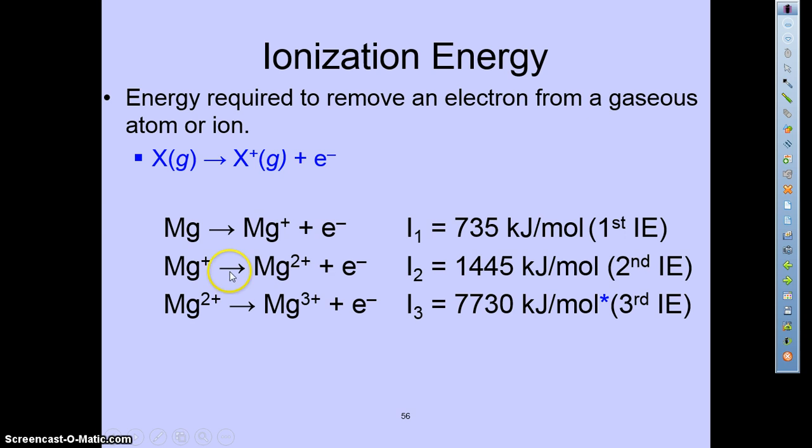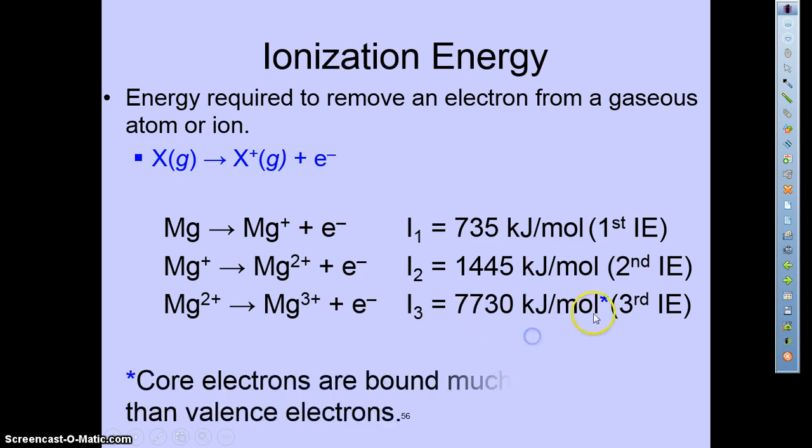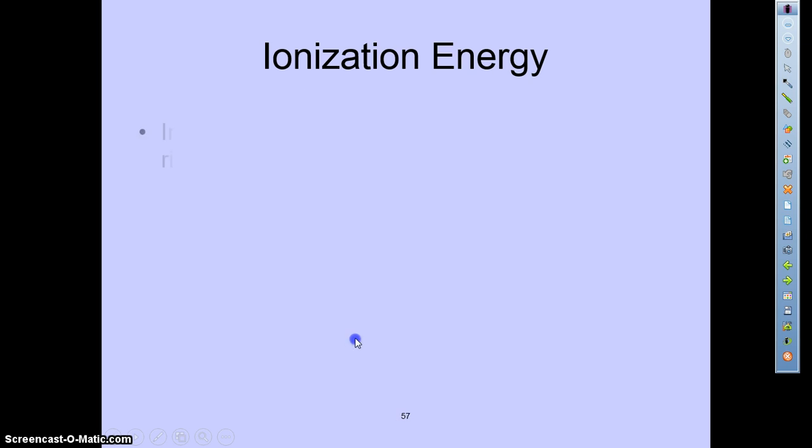Well, let's look at what happens when we take that magnesium plus 2 ion and try to take a third electron away from it. It goes up to 7,730 kilojoules per mole, and it has this little asterisk here. The core electrons are bound much more tightly than the valence electrons, and this is getting into a core electron here with the magnesium atom. So magnesium has 2 electrons in its outer shell. It's easier to take those 2 electrons away than to take the inner core electrons away. So the ionization energy for the third one goes up quite drastically.